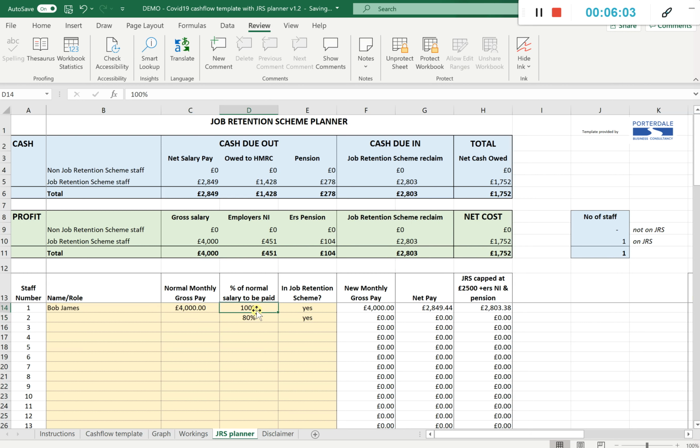Now under the scheme, you can reclaim a maximum of 80%. As an employer, you can pay 100%, and I know many are. If you did pay the 80%, that will feed through as well. So on a gross salary of £4,000, the gross pay that you are paying them now is £3,200. So again, that's just a simple input on the percentage paid.